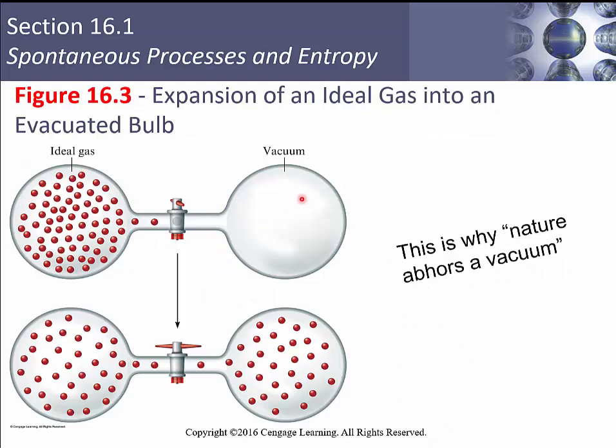So looking at our ideal gas, it is going to expand, and now I've got the possibility of existing here in this little volume of space, or over here in this volume of space, or in any of these other possible spaces contained on the right-hand side, and that's why gases will expand. That's why nature abhors a vacuum.